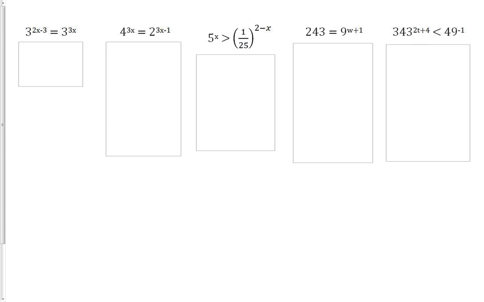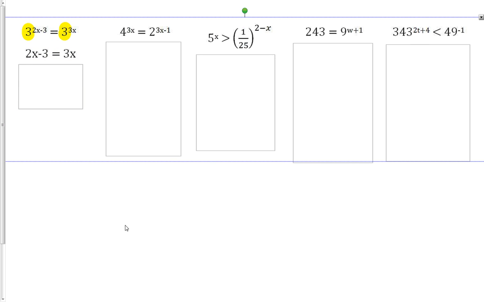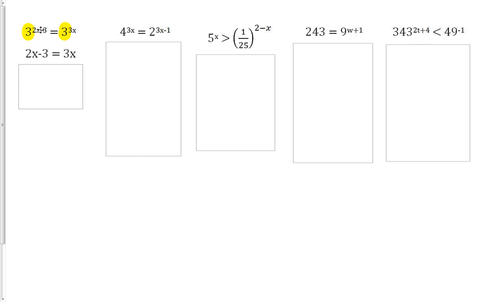We're going to take a look at one basic technique for solving exponential equations. In this first problem, you'll see here we have 3 to some power, 2x minus 3, and on the other side, 3 to a different power, 3x. Since we have the same base, a 3 on both sides, and there's nothing else going on in the equation, we can simply take the exponents and set them equal to each other and solve it like a normal algebra equation. So in this case, our exponent was 2x minus 3 on one side and 3x on the other. Set them equal, subtract 2x from both sides, and we get x equals negative 3.